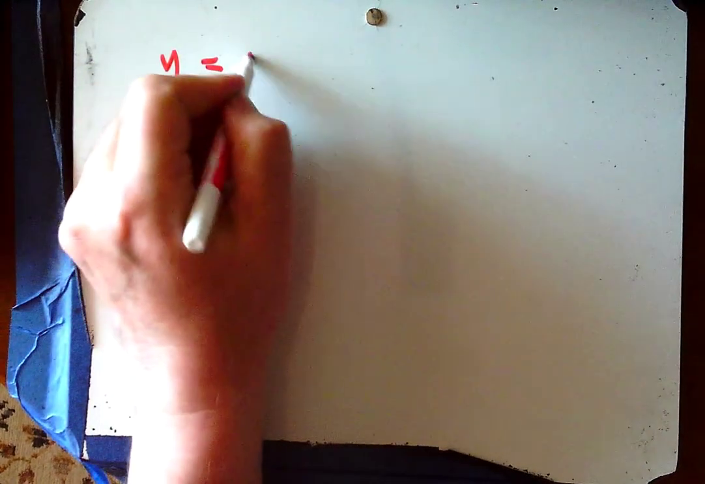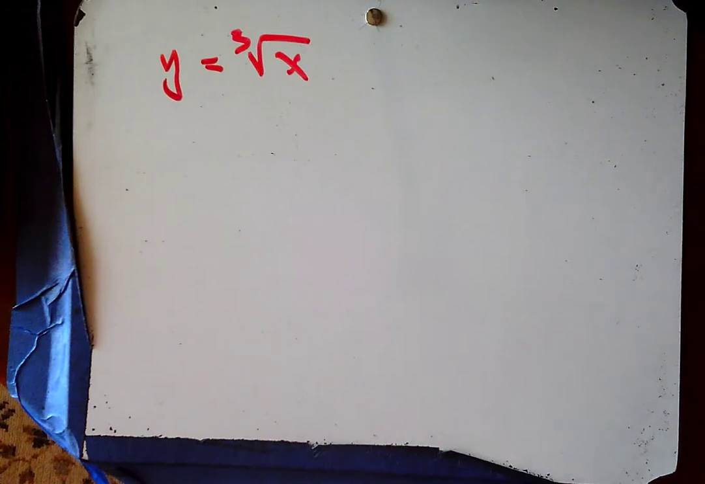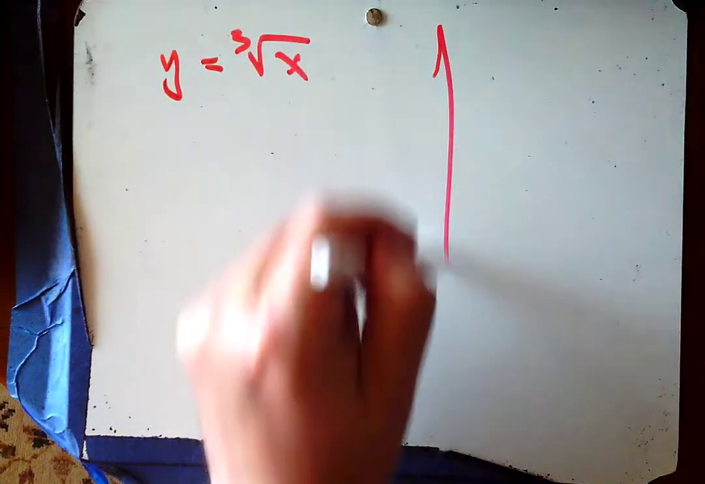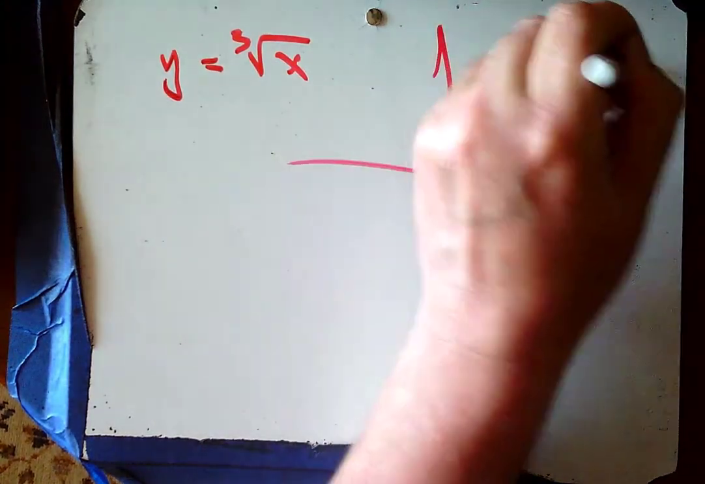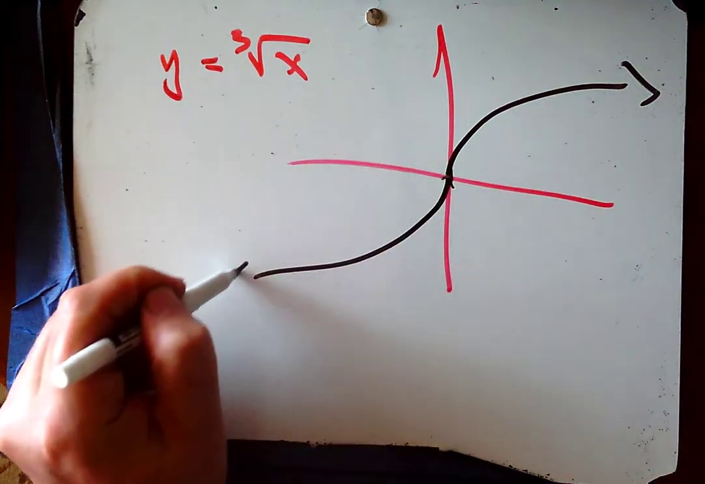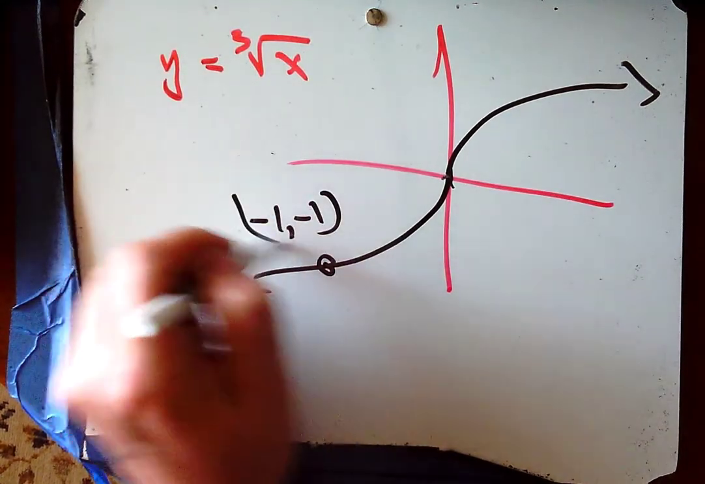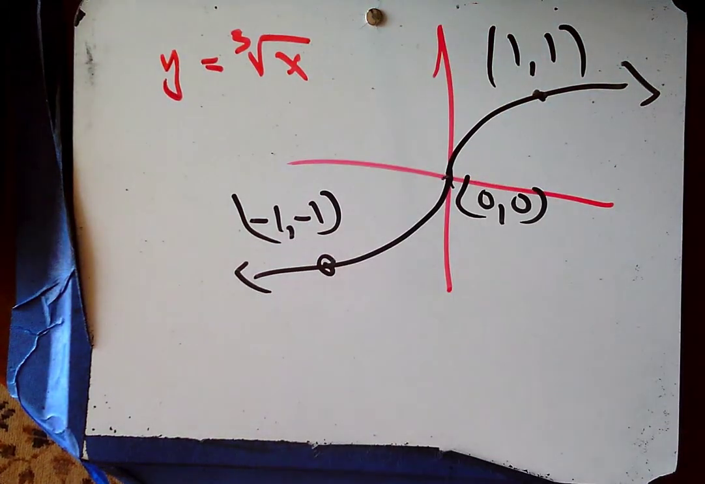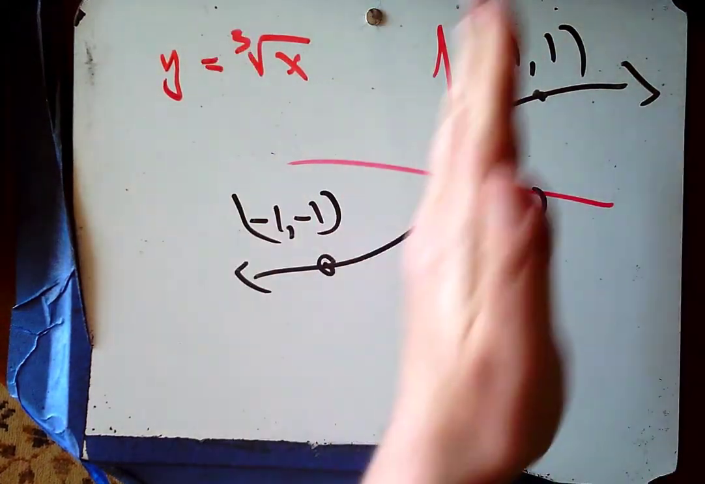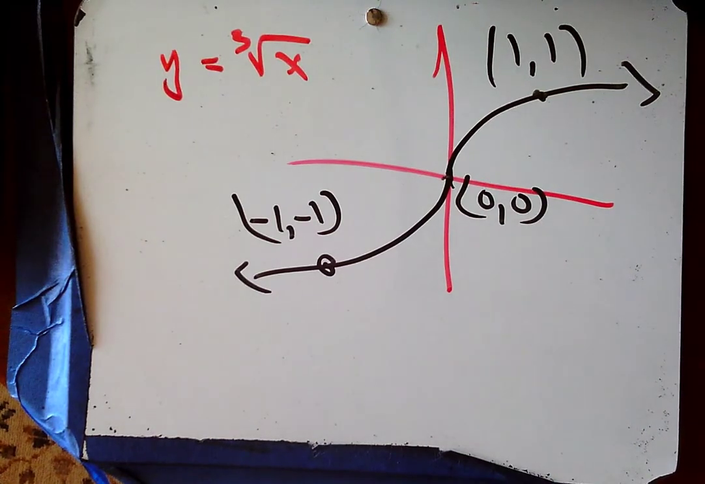How about this one? y equals cube root of x, one of our reference graphs. Passes through (negative 1, negative 1), (0, 0), (1, 1). Now, I think, yes, this is a function, but I think this function has origin symmetry. Can you explain why? That's a great quiz question, isn't it? Explain why this has origin symmetry.